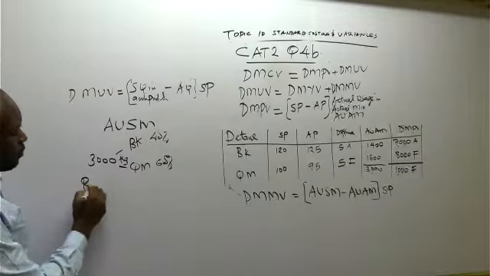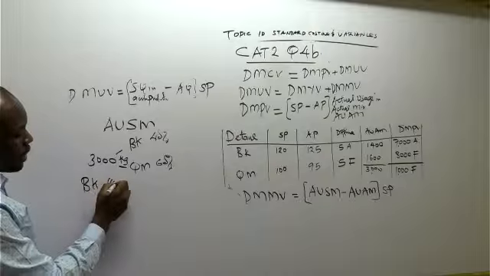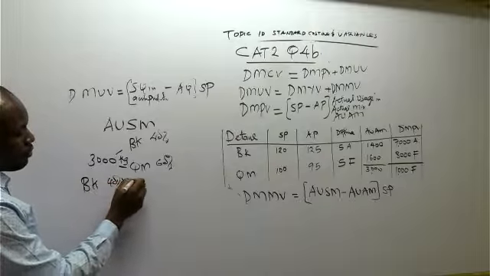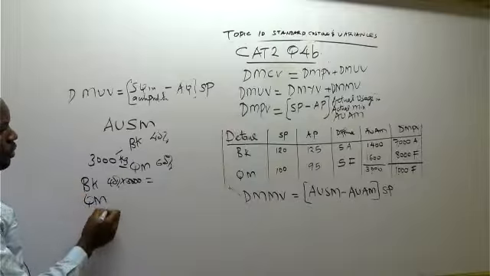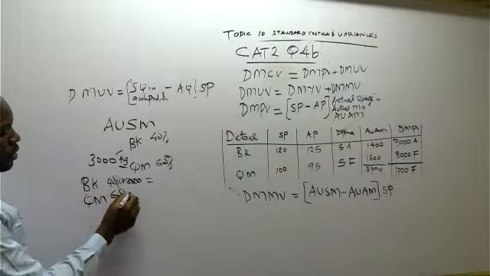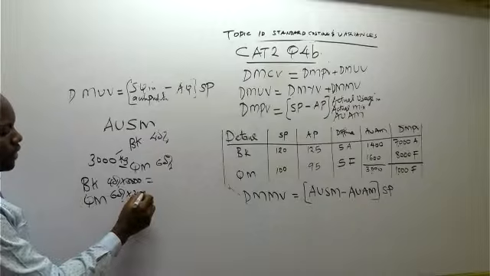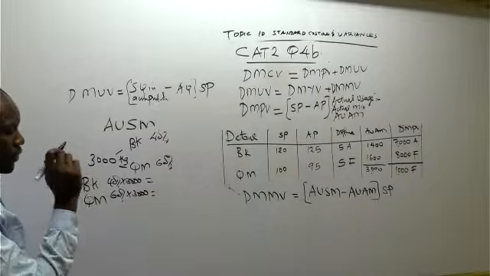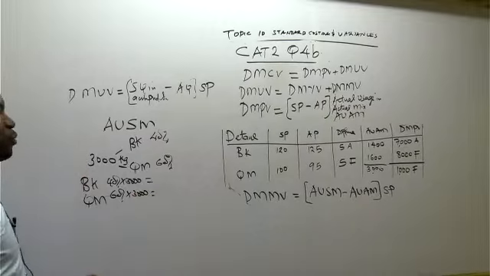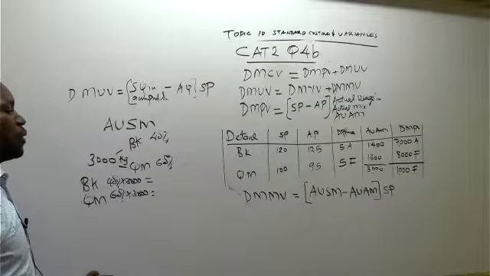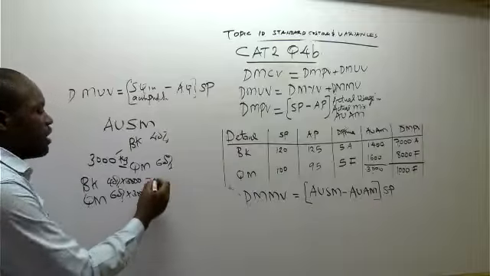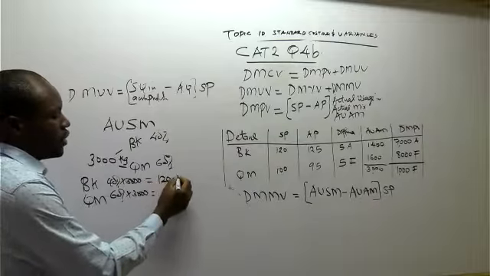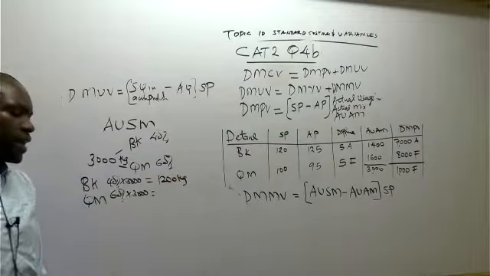So BK will take 40% of 3,000. Tunapata ngapi? And then QM will take 60% of 3,000. That's what they said. If they are going to actually use 3,000, then that's the proportion of sharing those particular costs. So is that the case? So here I have 1,200 kgs. How about the second one?